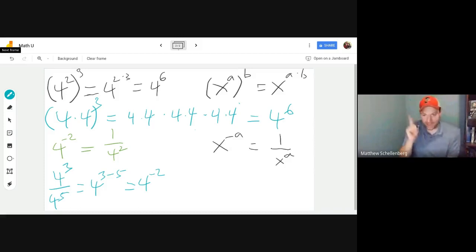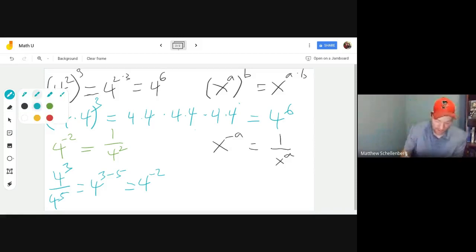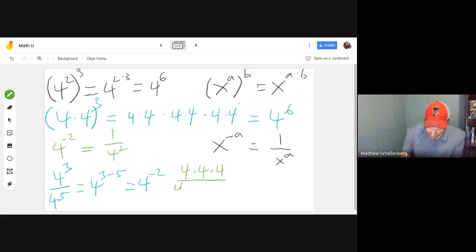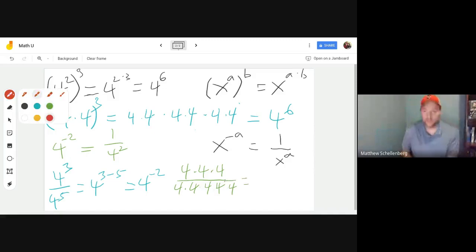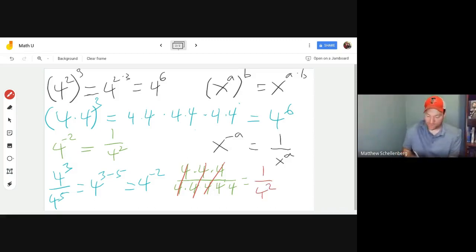Okay, but isn't 4 cubed over 4 to the 5th power actually 4 times 4 times 4 over 4 times 4 times 4 times 4 times 4? Is it not? And once again, we have some parts here that factor. Right? 4 over 4 is always 1, but this time we have them in the denominator, and look at that. That is 1 over 4 squared, which is equal to this right here. So that means that 4 to the negative 2 power is actually 1 over 4 squared.